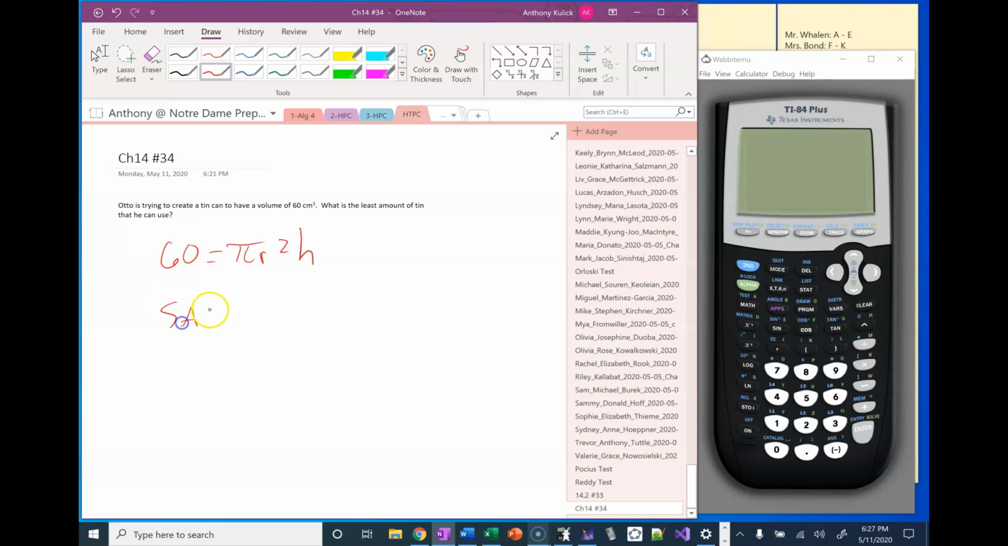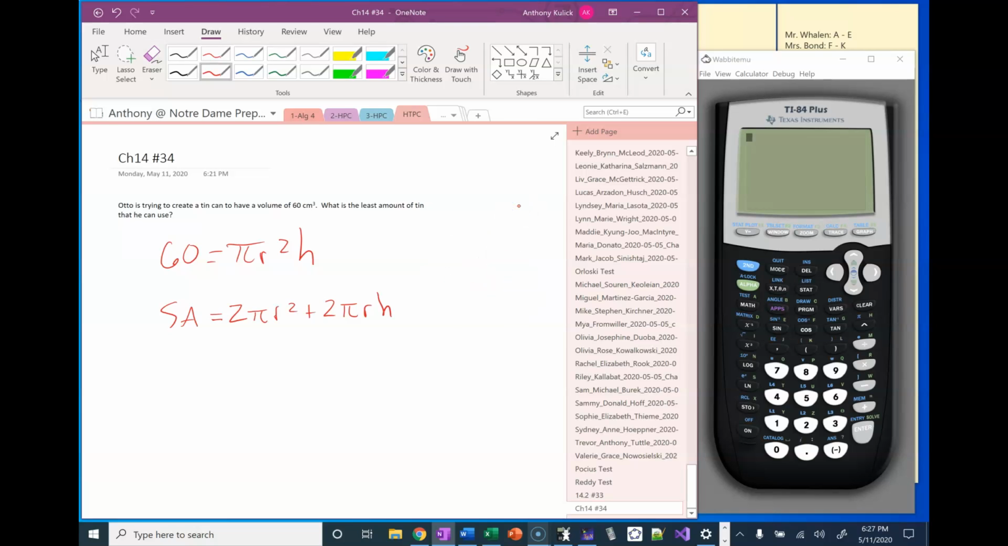Now the surface area for a tin can is going to be the top and bottom, which are circles, so that's 2 pi r squared, plus this lateral surface area, which is going to be the perimeter of the circle times the height.